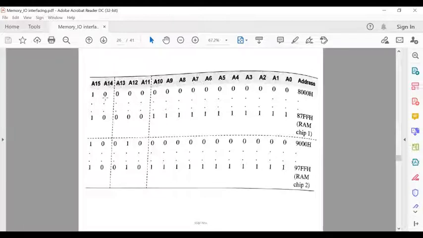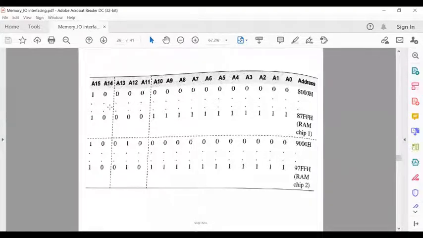In that case, 000 for RAM 1 and 010 for RAM 2. This is also right, you can take it. Okay, but another option is you can neglect this A11 line and connect 12, 13, 14. In that case, 000 for RAM 1 and 001 for RAM 2.